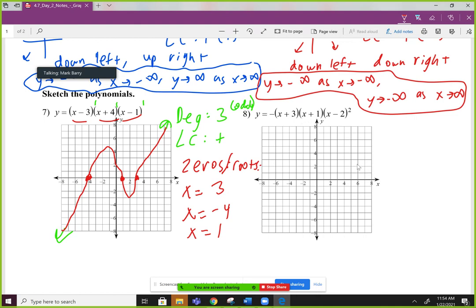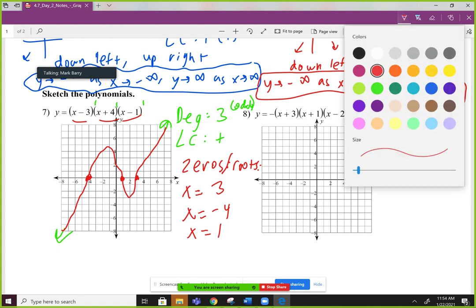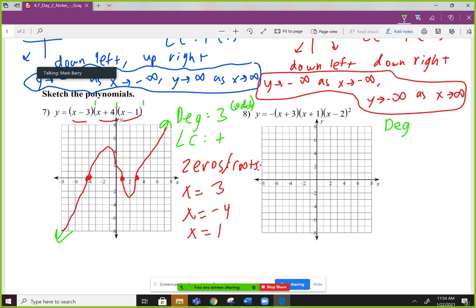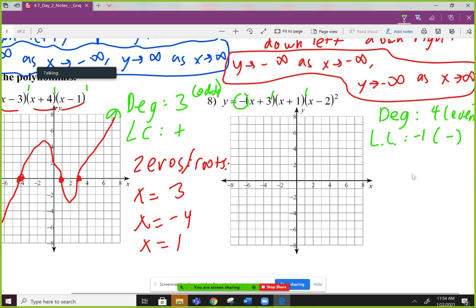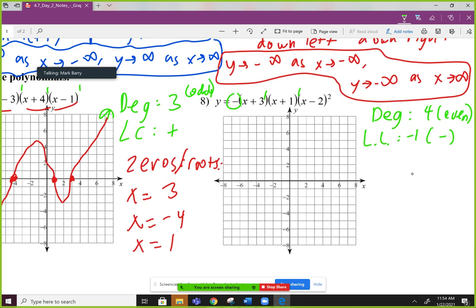Okay, so let's try this one then. So number 8 here is going to be degree, let's see, 1, 2, 2 plus 2 is actually going to give me 4, right? Our leading coefficient here is negative 1. Notice we have that negative out front, correct? All right, so degree 4 negative, according to our chart, is down to the left and down to the right.